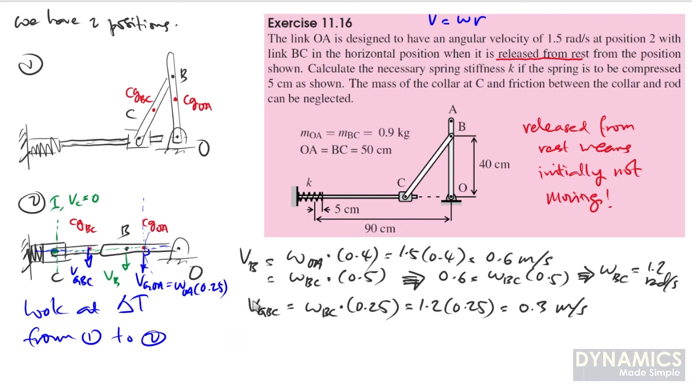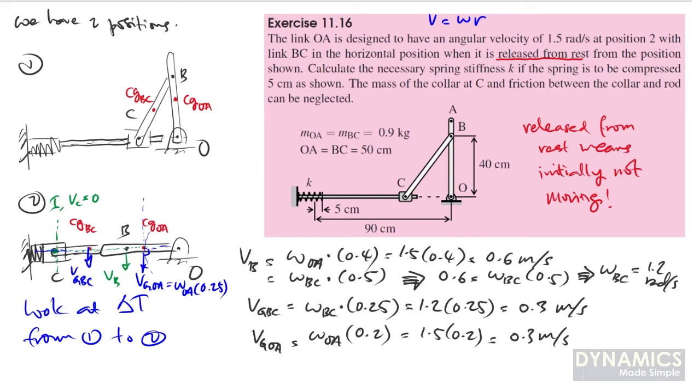So we have determined the velocity at the CG of BC, and also the velocity at the CG of OA. Oh, I didn't calculate the velocity at the CG of OA. Velocity CG of OA will be equal to omega OA times the distance from CG of OA to point O, which is half of 40 centimeter, which is 0.2. This will give us 1.5 times 0.2, which is 0.3 meter per second again.